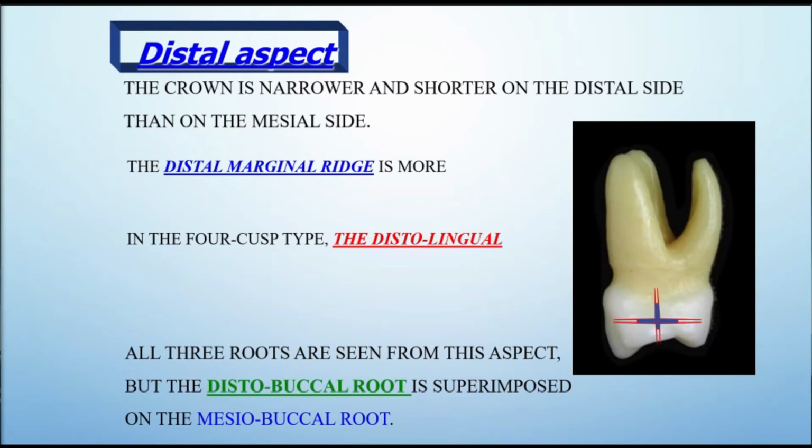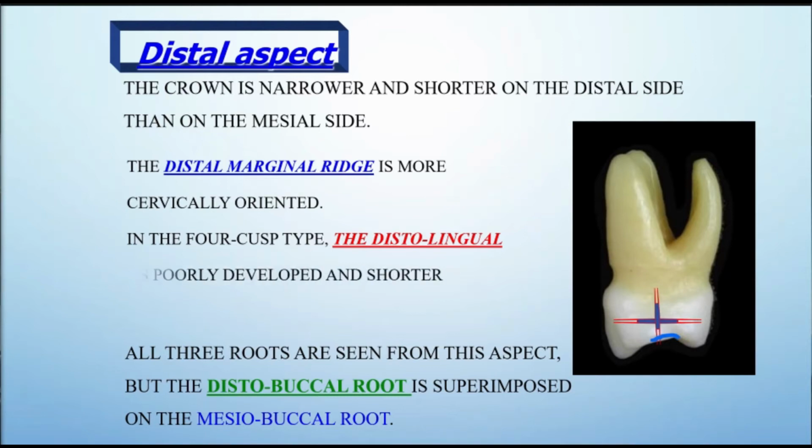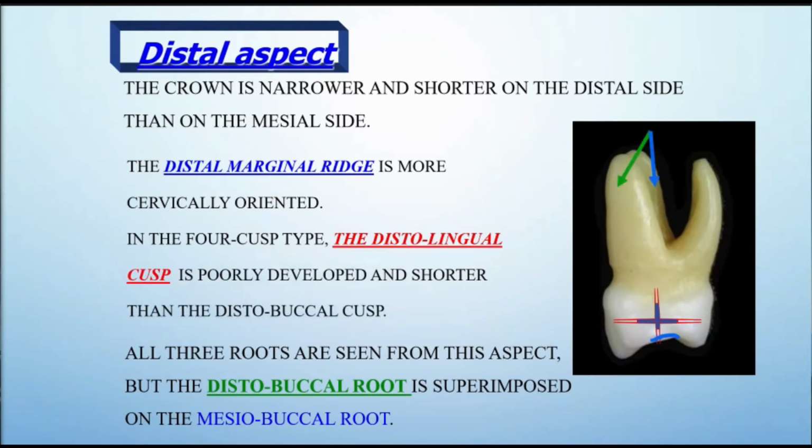The distal marginal ridge is more cervically oriented. Okay, the distal marginal ridge is a little bit down, so you can see the whole of the occlusal surface from the distal side. In the four cusp type, the distolingual cusp is poorly developed and shorter than the distobuccal cusp.